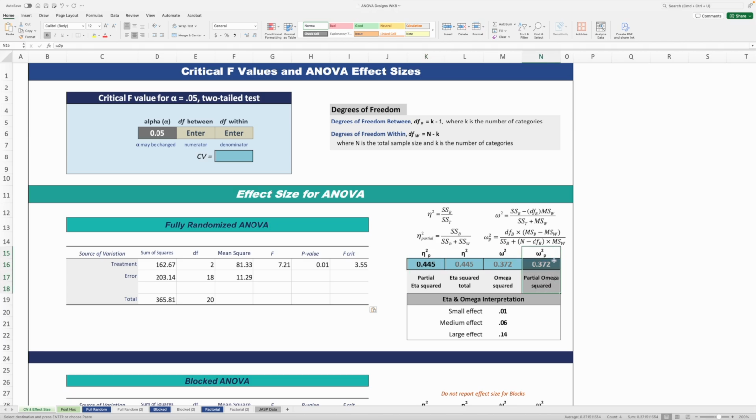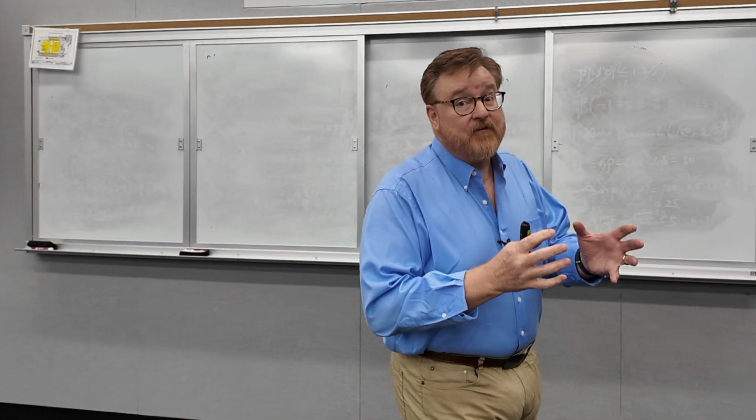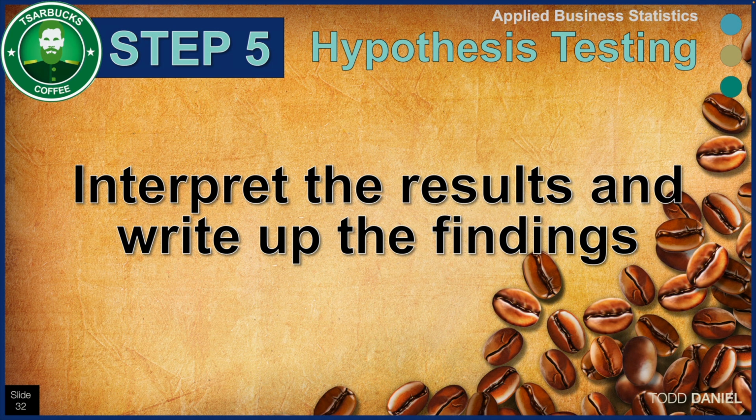And notice that for a one-way ANOVA, or fully randomized ANOVA, both partial eta squared and eta squared are the same. Both partial omega squared and omega squared are the same. Therefore, we are simply going to report the omega squared effect size of 0.372, which we can interpret using this handy guide at the bottom as being a large effect size. Now that we have that information, step 5, interpret the results and write up the findings.